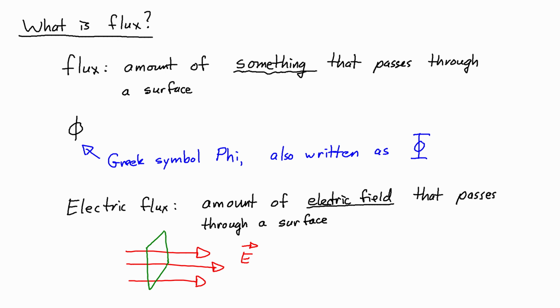So counting the number of field lines, if you have a drawing that's actually sort of to scale and representative, the number of field lines passing through a surface really does give a good representation of a higher electric flux.